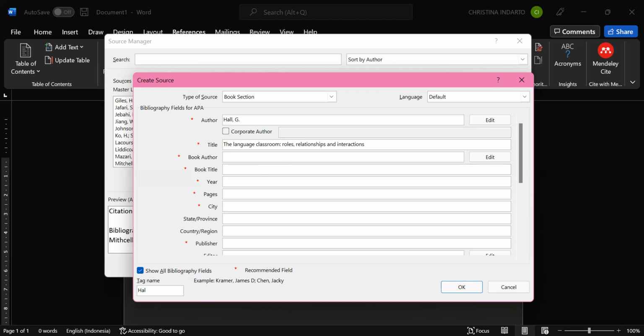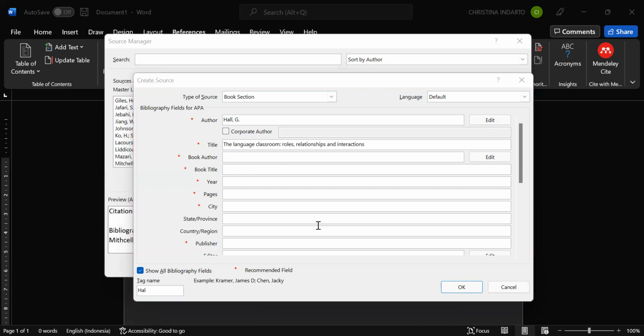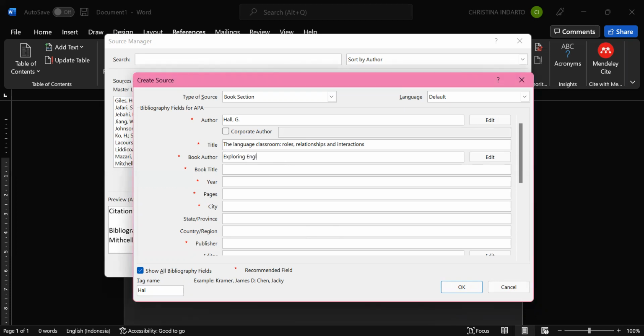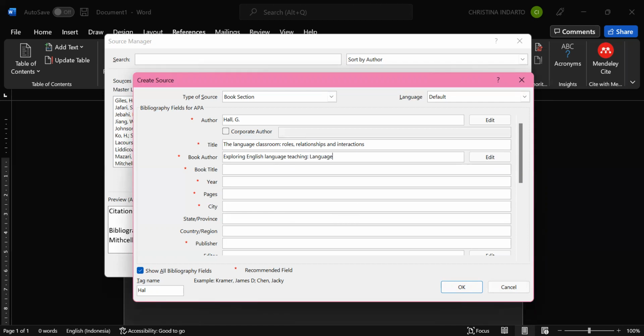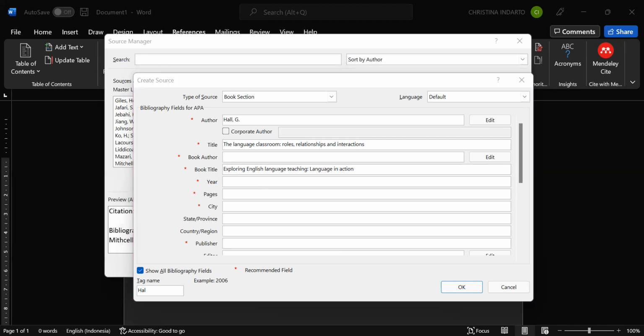And then the book title is Exploring English Language Teaching. Sentence case. Language in action. So I decided to add that double dot or something. Oh, wait, I put it wrong. I'm sorry, this is my first time doing this. And the year, see, 2011.